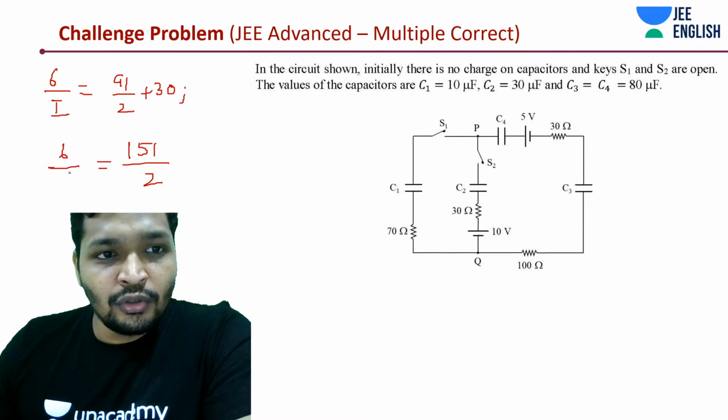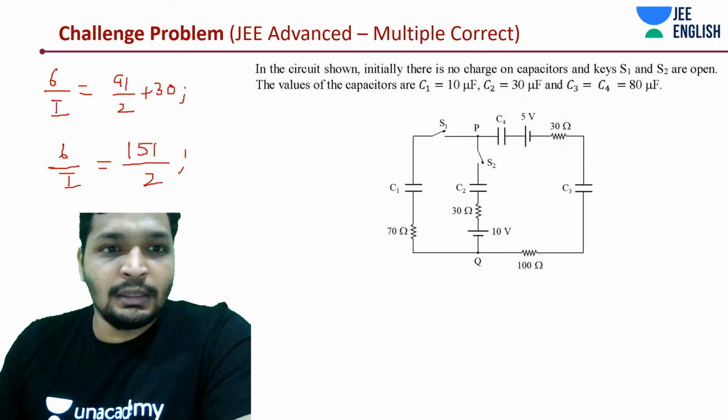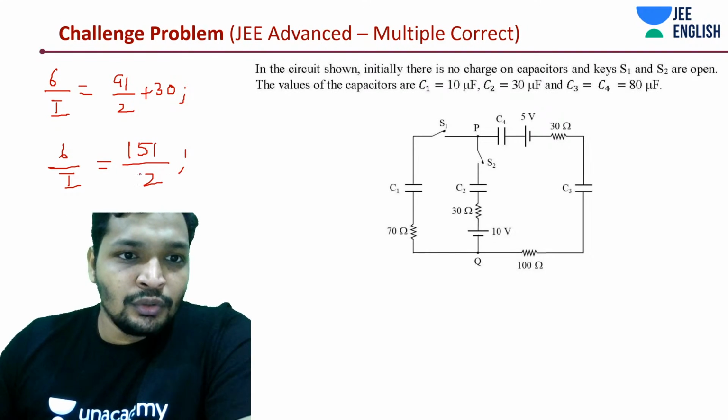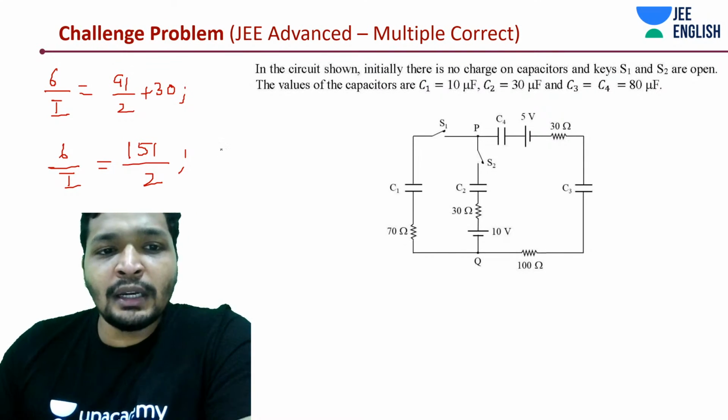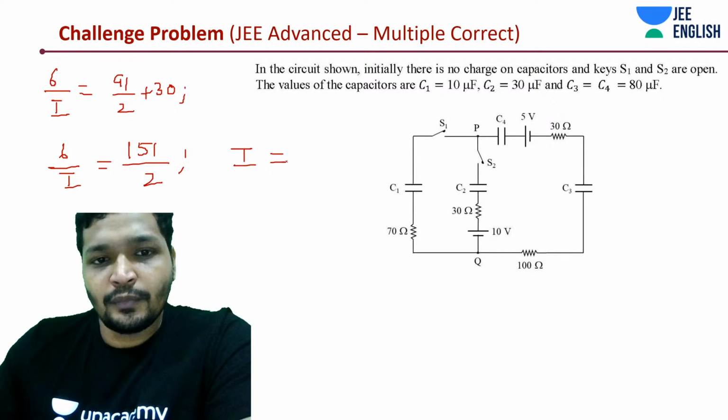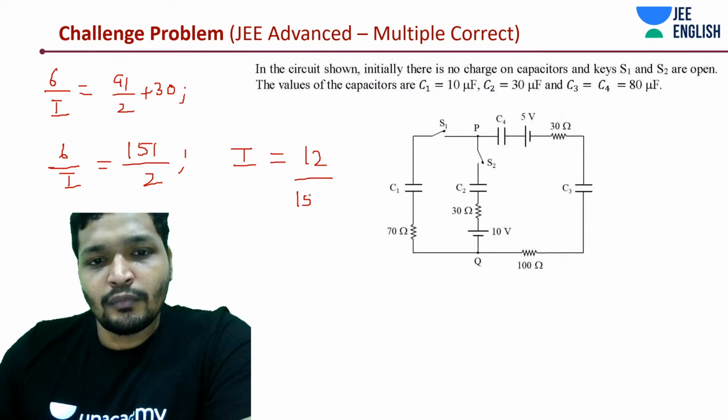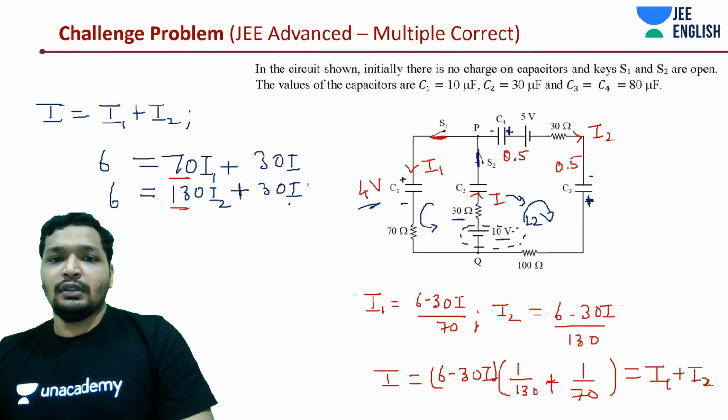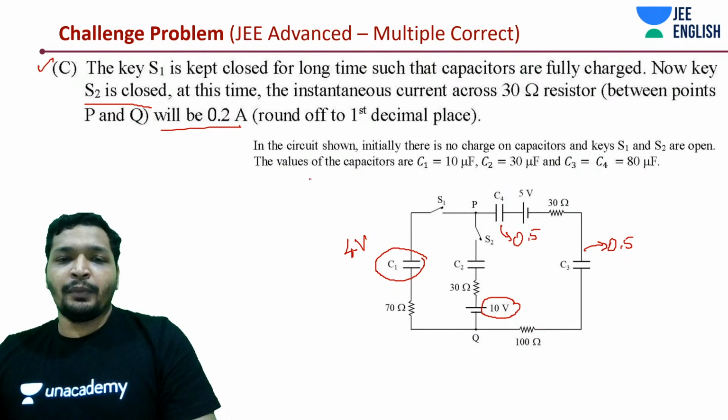So this does not go by 3. Anyway, we know since the beginning that it does not go by 3. So let's take 12 divided by 151. All right, what is the answer? It's 0.2. So C is also false.